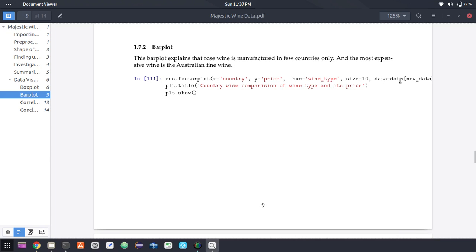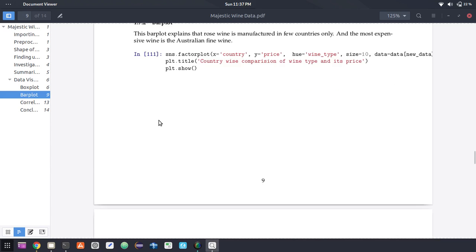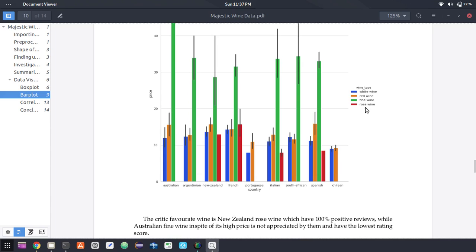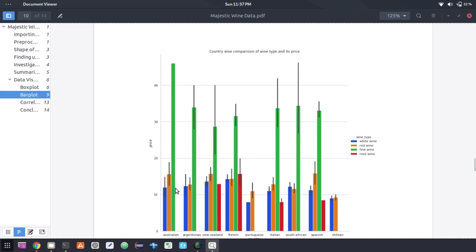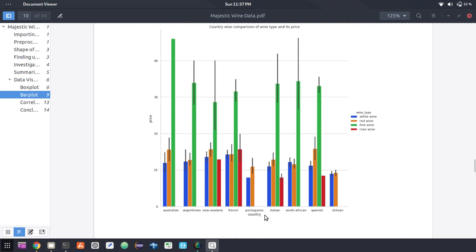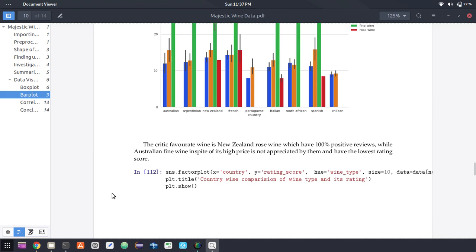Now let's see this. This is the data for wine type, price, and country, like the price versus country graph. You can see the Australian wines are expensive. Australian fine wine is the most expensive, and fine wine in general is expensive. That we can observe.